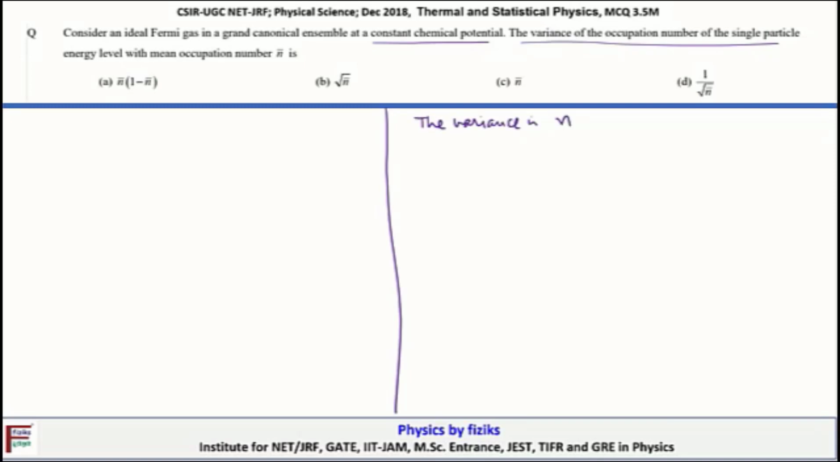that is the variance in n, which is the occupation number basically, is given by the expression sigma n square equal to kT d by d mu of the occupation number. Here, because we are talking about the Fermi gas, we should know the occupation number for the fermionic system.